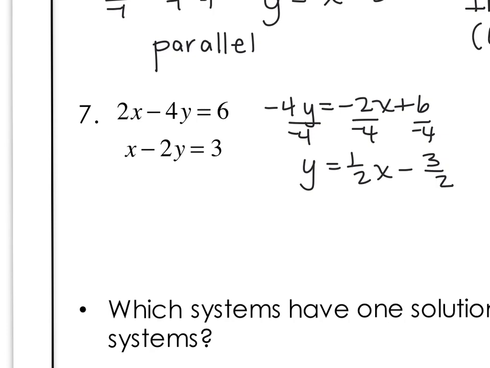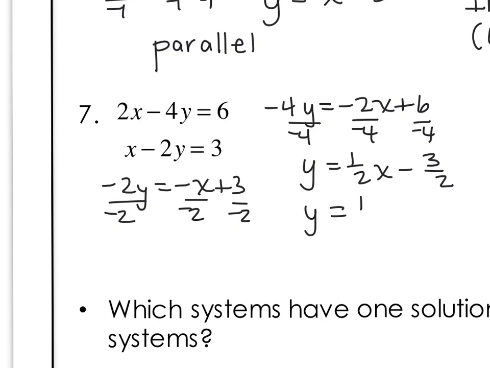And on this one, -2y equals -x plus 3. Divide by -2, which is y equals 1/2 x minus 3/2. So they are the same line.